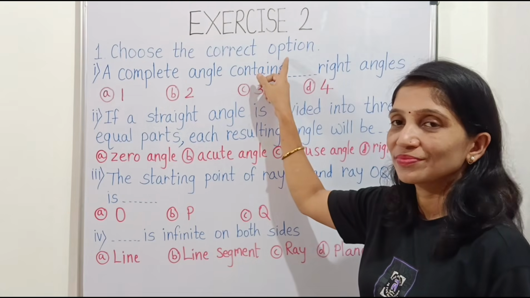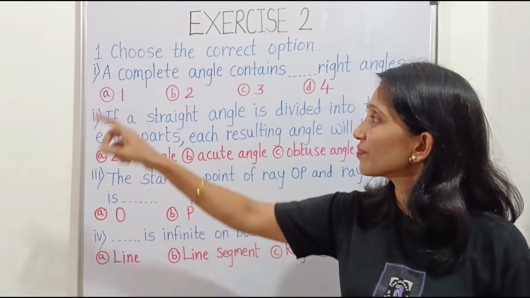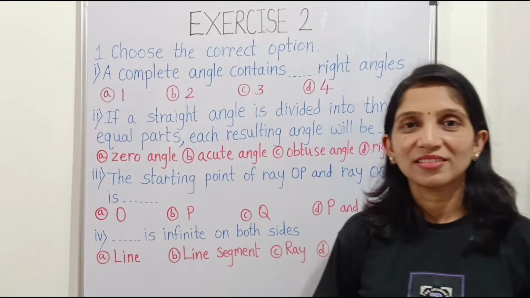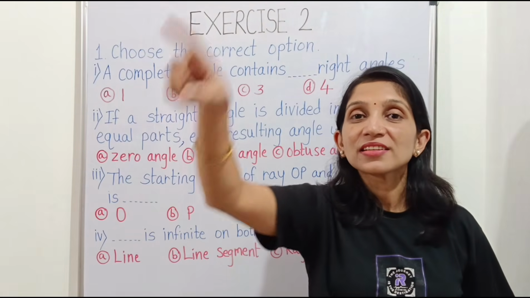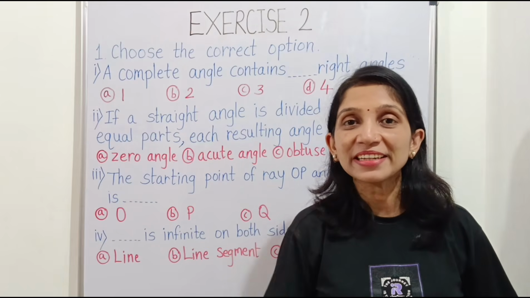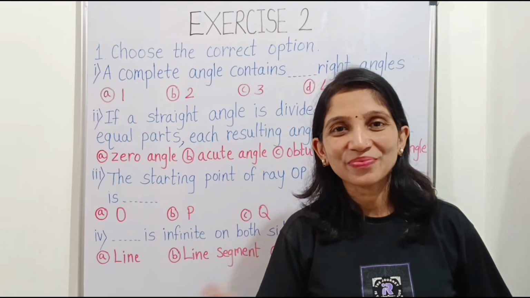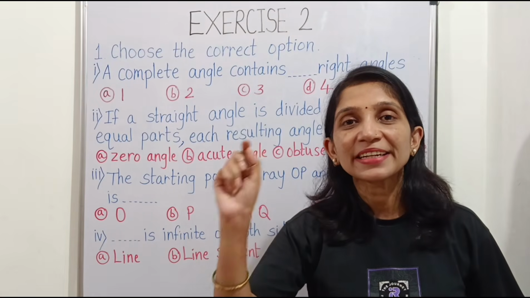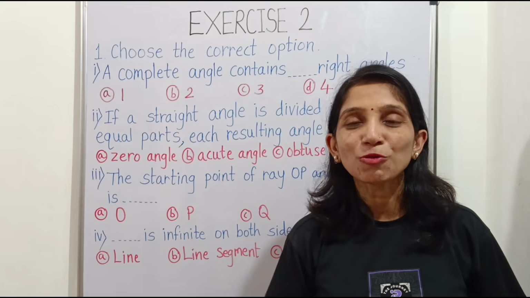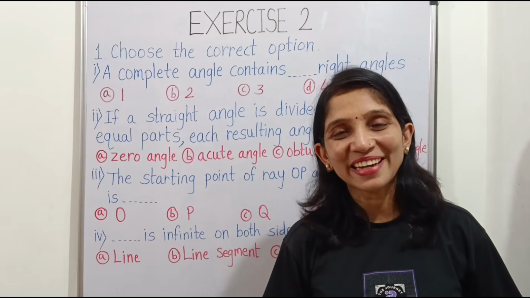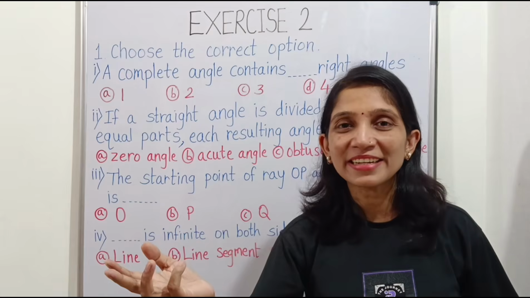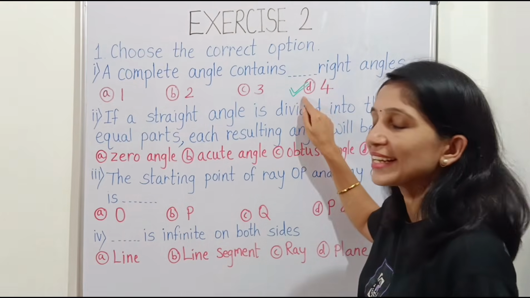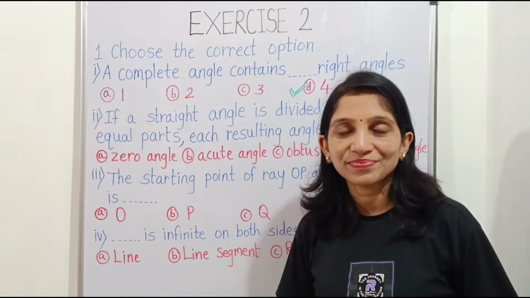Choose the correct option. In that first is a complete angle contains dash right angles. Complete angle. It completes full circle. Measure of complete angle is 360 degree and measure of right angle is 90 degree. 360 divided by 90. How much answer we will get? Very good. 360 divided by 90 is 4. So, option D, 4 is the correct answer.